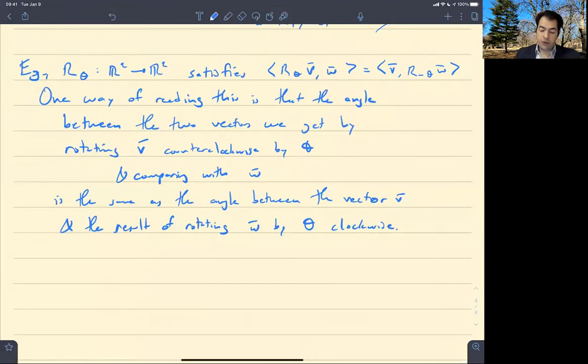Right. So if we just think about the inner product with real vector spaces as giving us some notion of angle, which is true if you have unit vectors or vectors of the same length, then that gives a very intuitive interpretation of this equality, right? It just says that if you rotate one way and check the angle, it's the same as if you rotate the other vector the other direction by the same amount and then check the angle. Okay.